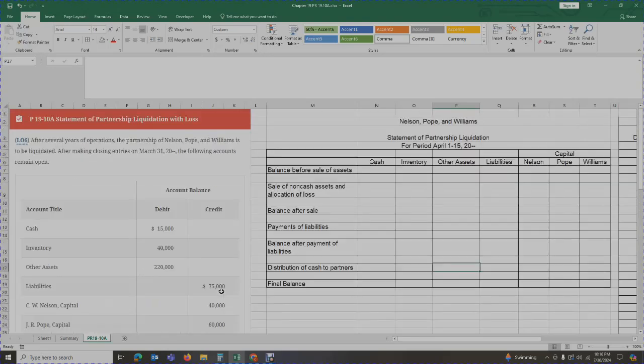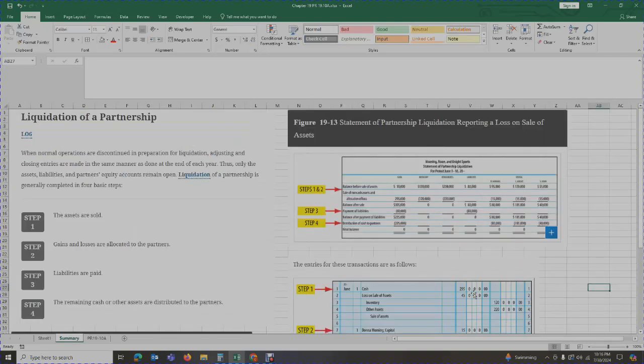Okay, so I've already set up the statement of partnership liquidation. We have all of the columns that we need, and it's basically 1 column for each account that we have. We have cash, inventory, other assets, liabilities, and then the 3 capital accounts. Okay, so we'll go through this in a bit. But before we begin tackling the problem, let's do a quick overview of the liquidation of a partnership, okay?